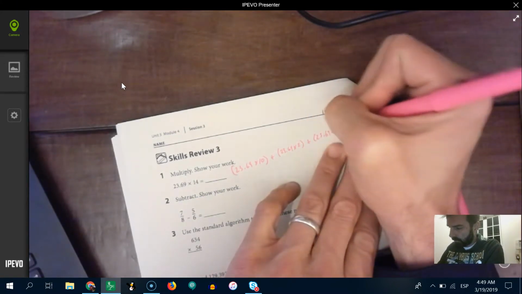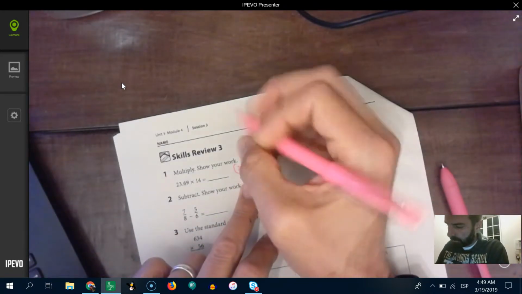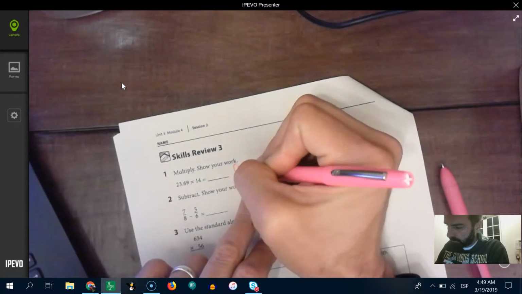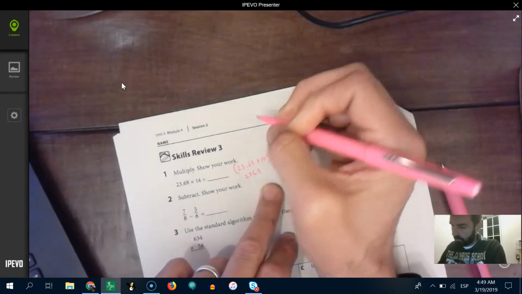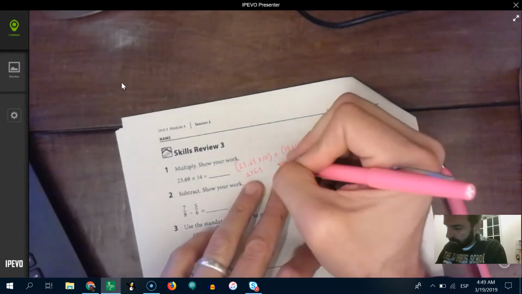2369 times 2. Alright, so then here this changes, multiplying by 10. My number grows one place value to the left.